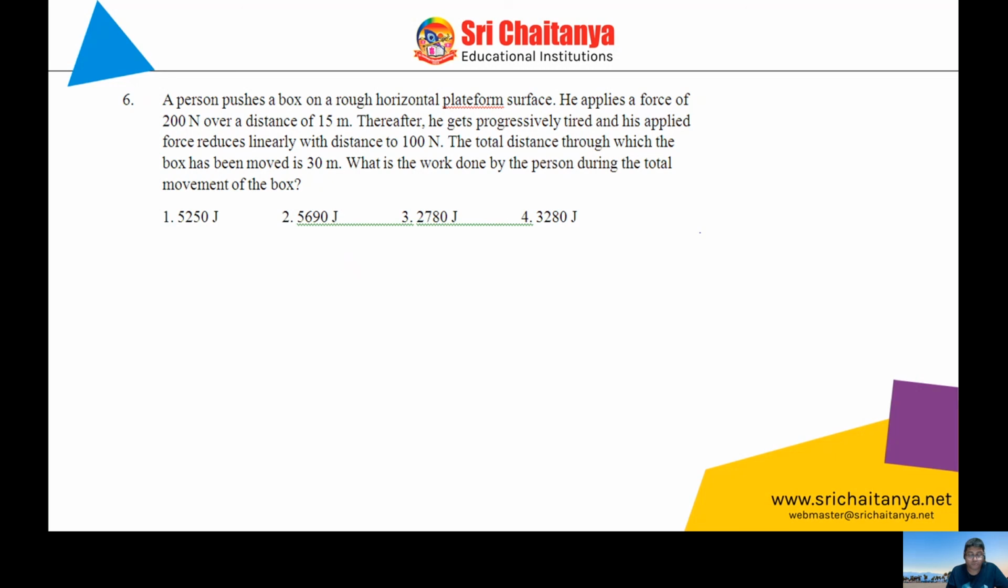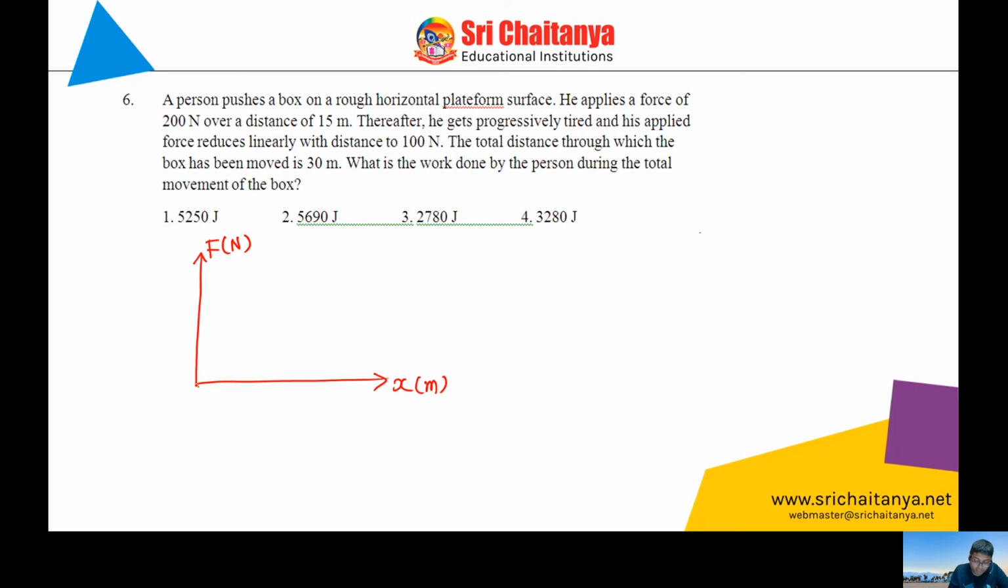So for the first 15 meters, he is applying 200 Newton, and then he is decreasing the exerted force linearly from 15 to 30 meters, from 200 Newton to 100 Newton. So it would be best to have a force versus displacement graph. Okay, so let's have a force versus displacement graph. Let's say force is in Newton and displacement is in meter.